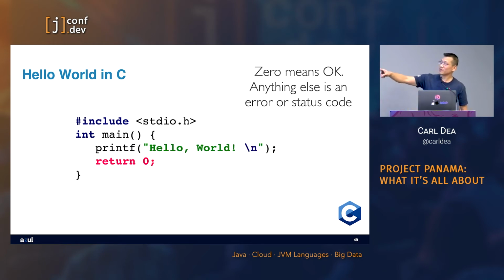So return type in the Linux world or Unix world, they have the concept of using pipes. You can pipe one application to another, and they usually have this convention where 0 means okay, and anything else is a status code or some sort of error.